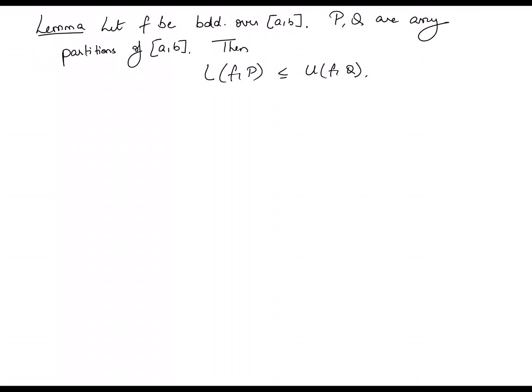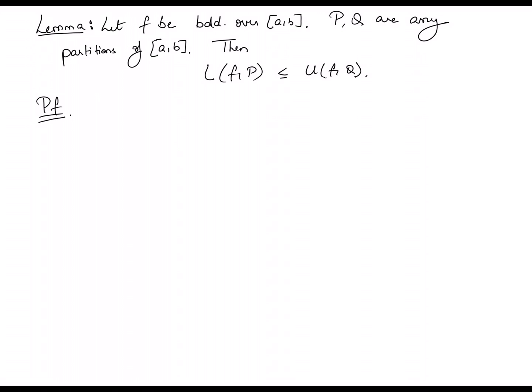that Q is finer than P or anything of that sort. You give me any two partitions. What this lemma now tells you is that the lower sum is always going to be upper bounded by the upper sum across any arbitrary partitions. Okay, so how do we go about proving this?